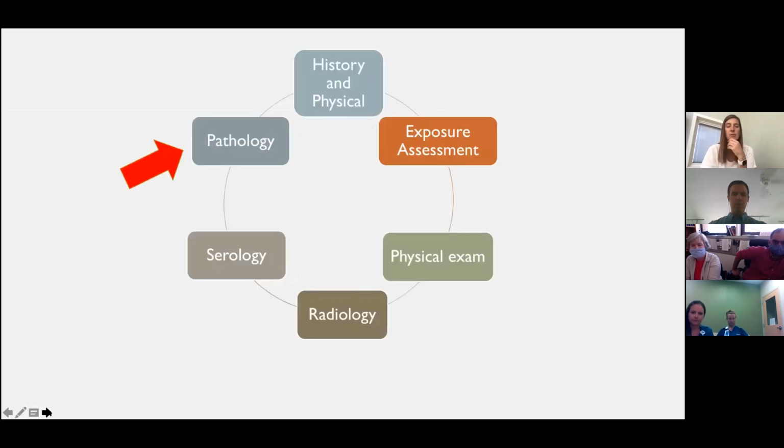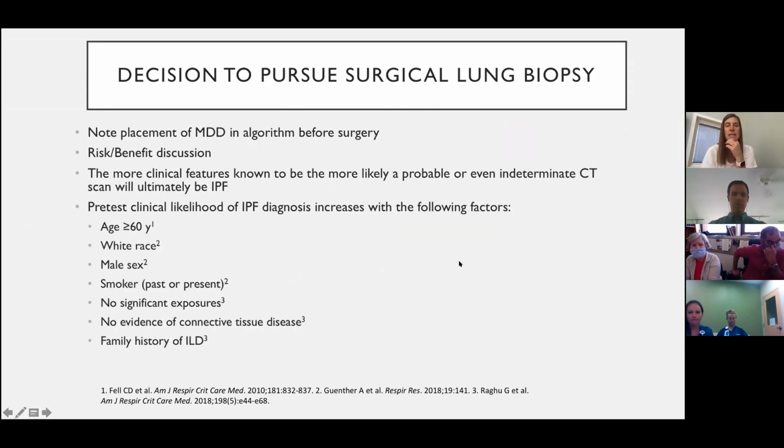And then the pathology, which I won't spend a lot of time on, only to say that we should think a little bit about how we make decisions to do the surgical lung biopsy. I think it's really interesting that the guidelines put the MDD in the algorithm before the surgery, so that you can have this discussion about your pre-test probability before you send a person to VATS, right? So if someone else in the room can help you make that diagnosis, and you save the patient the biopsy, that's a very valuable exercise. And so the discussion to send someone to surgical lung biopsy, like so many things we do in medicine, is a risk-benefit discussion.